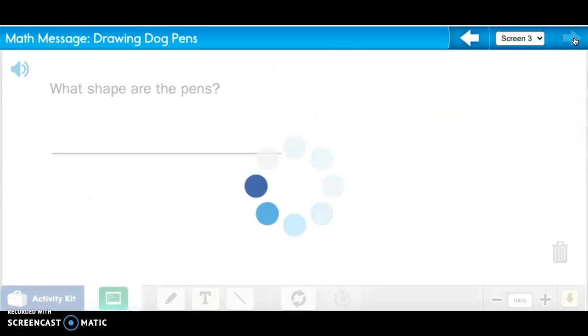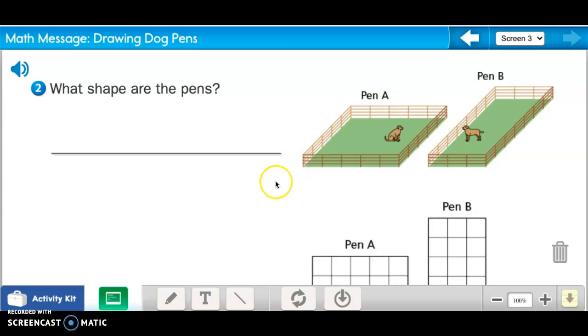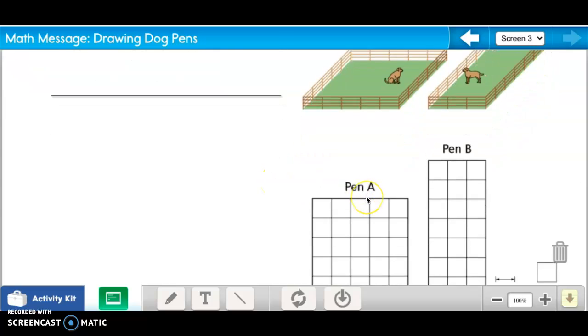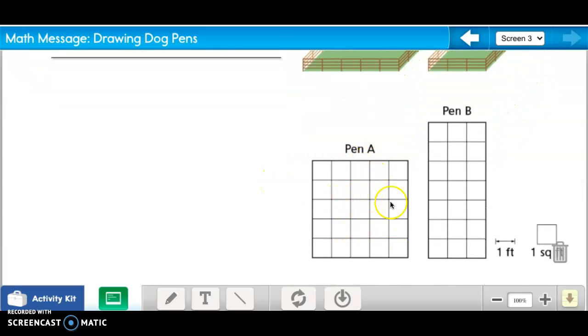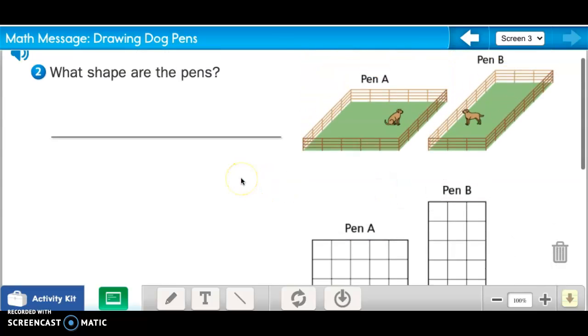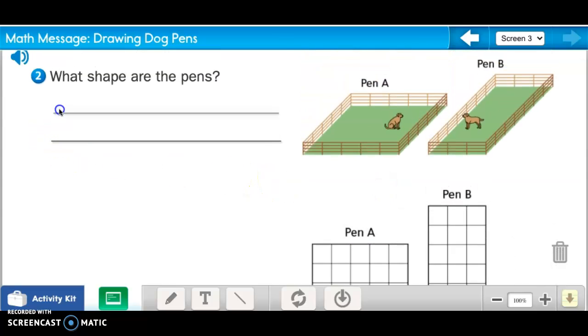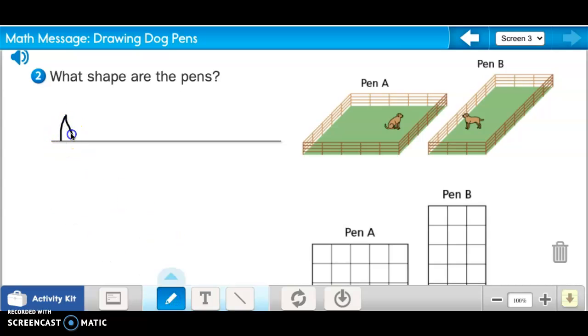All right, let's do the last thing. It says, what shape are the pens? Look at pen A. What shape is this pen? So for A, I'm going to write, oh, well, I better put my pen here. A equals a square. Hard to write with this, I know.